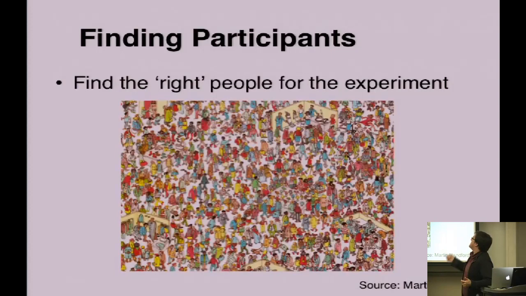Waldo apparently is in this image somewhere. I didn't have enough time to figure out where he was, but my point is, if you're looking for a very specific kind of person, it's often very difficult.